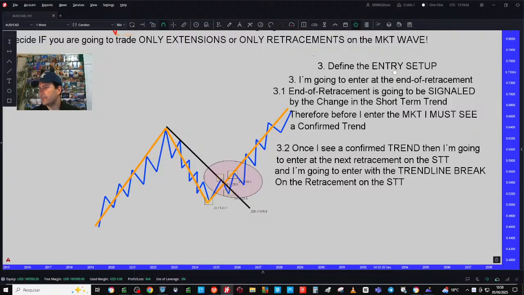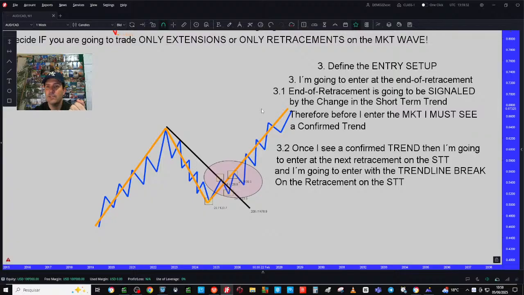Define the entry setup, everybody. I'm going to enter at the end of retracement. So we define that Olga is going to be on the daily chart. Olga is going to trade the market wave on the daily chart. And now I'm giving you, everybody, build for yourself a variation of the entry setup. If I'm Olga and I'm following those rules, I'm going to enter at the end of retracement. End of retracement is going to be signaled by the change in the shortened trend.